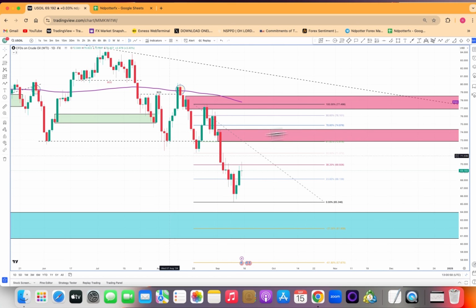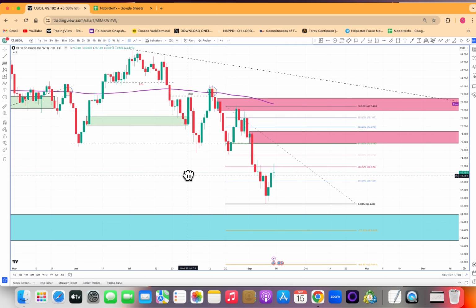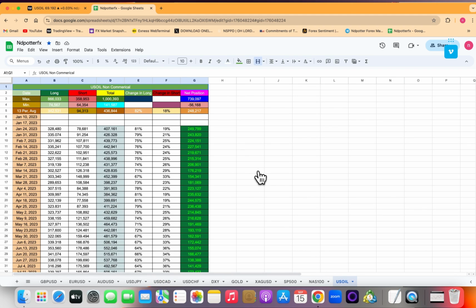So oil is very, very bearish. Let me show you guys oil data and why I'm very interested in trading oil. Okay, this is the data on oil. So their maxed out number on long, their maxed out number on short, and everything. So this is it, and you can see my oil data.